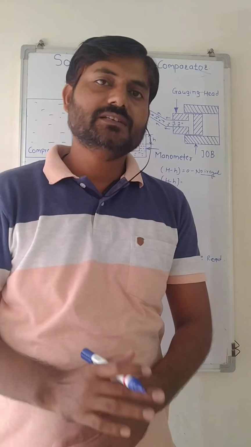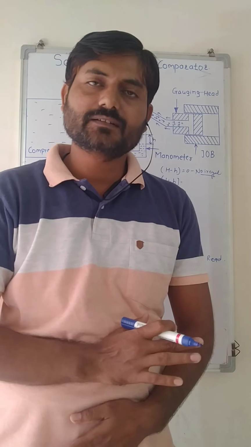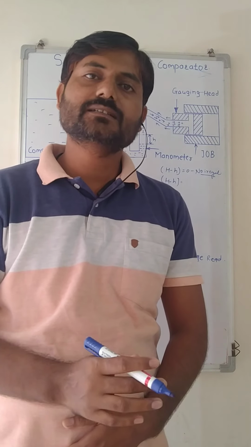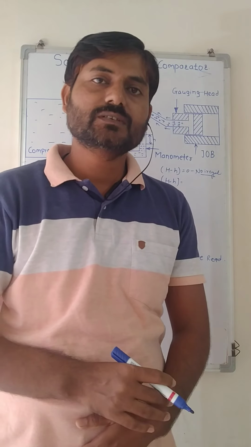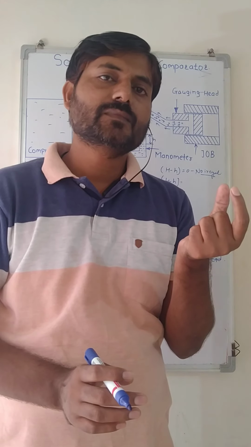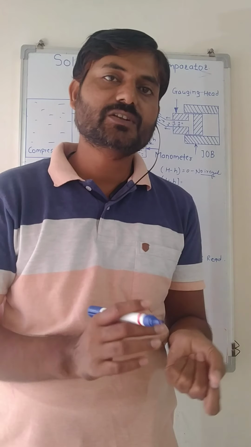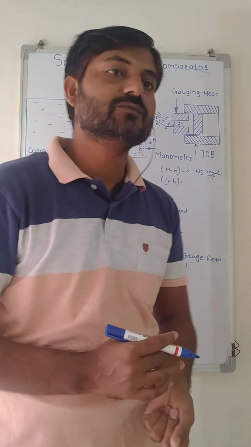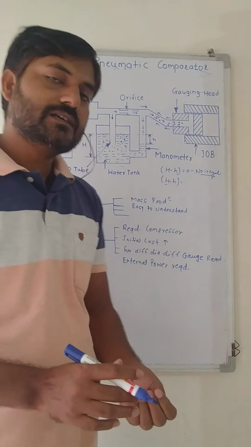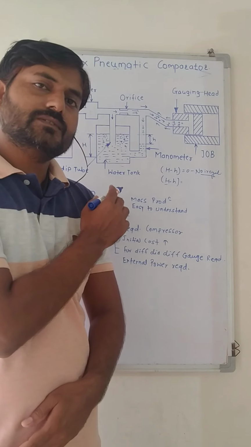If H minus h equals 0, that means the given surface is perfectly flat. And if H minus h is something, that means the given surface is not perfectly flat by a particular amount, or plus or minus, whatever the limit is given for that particular job. In this way, the pneumatic comparator works.